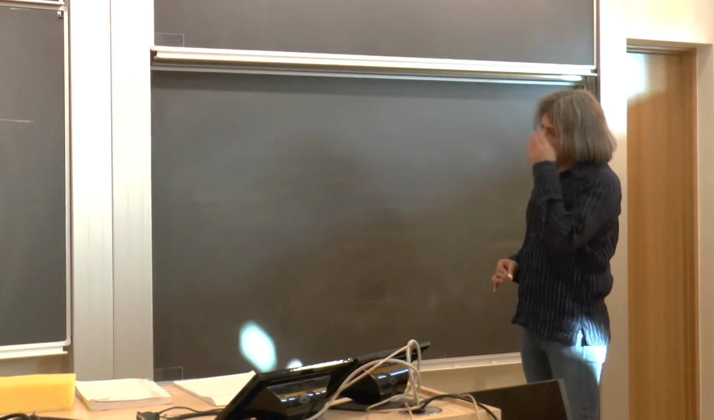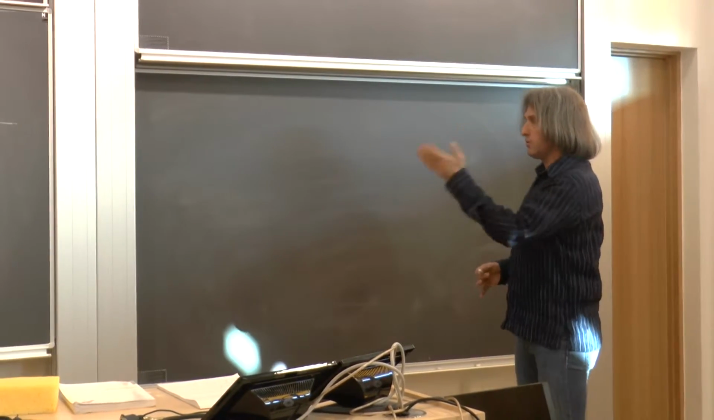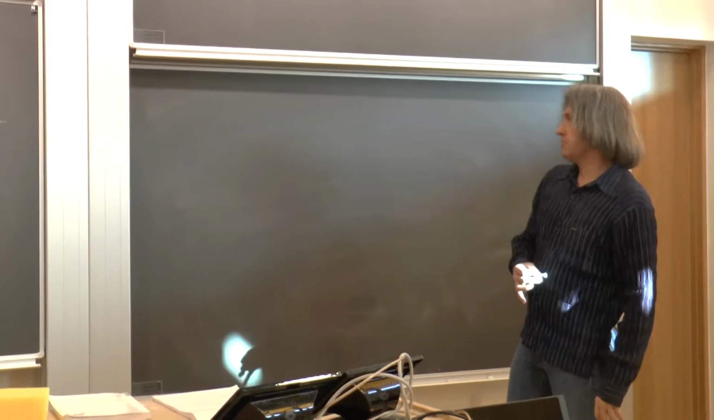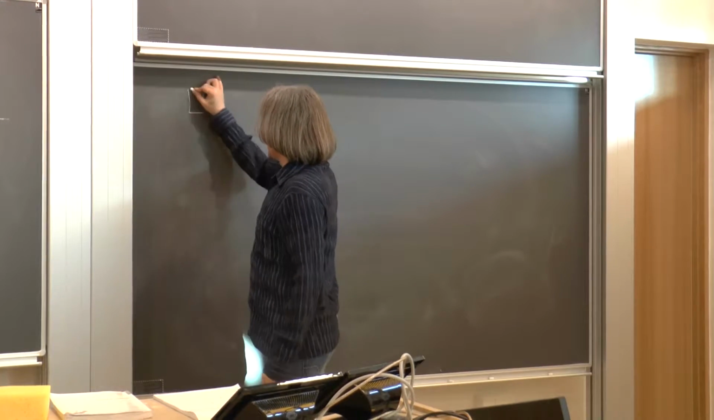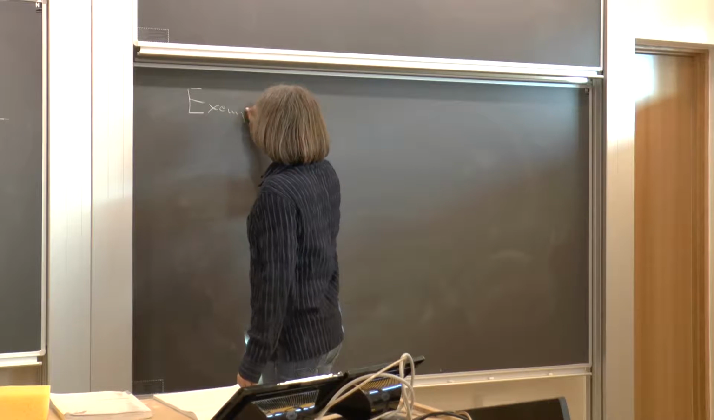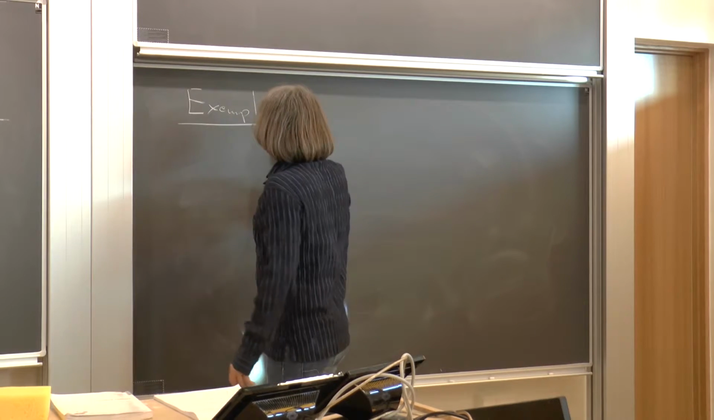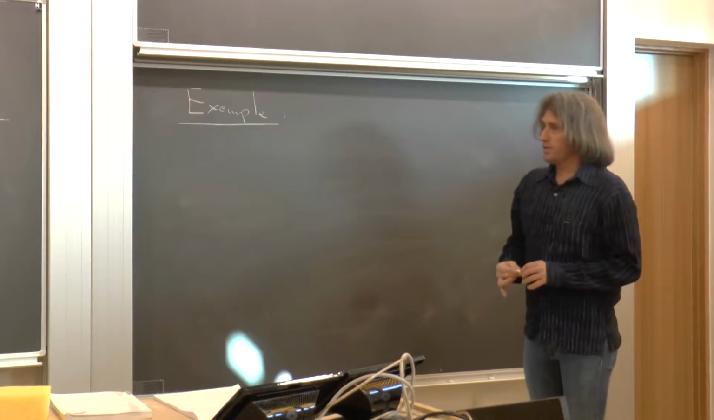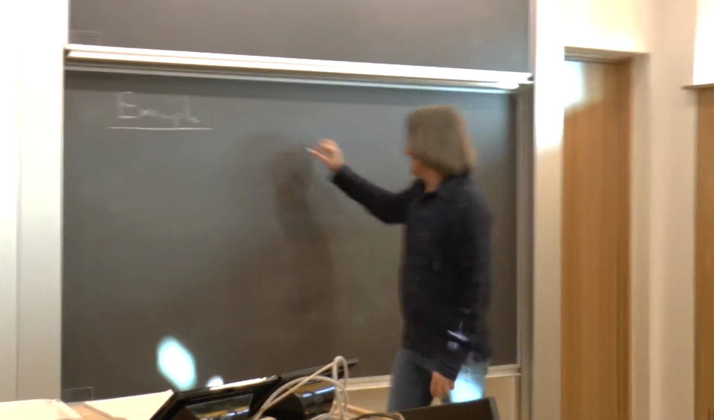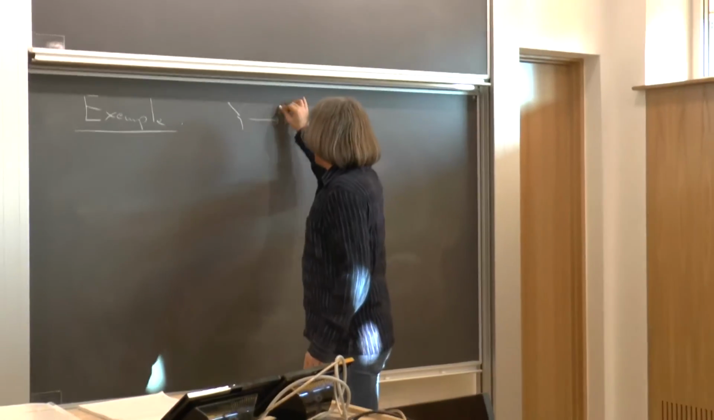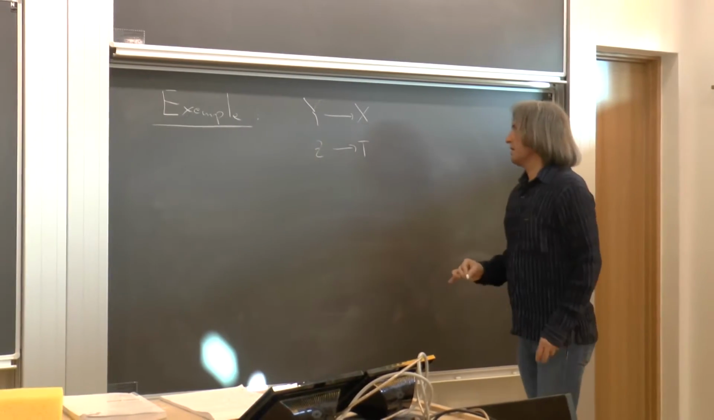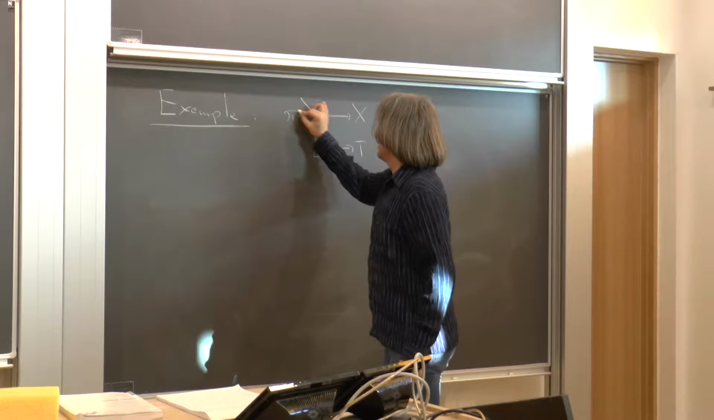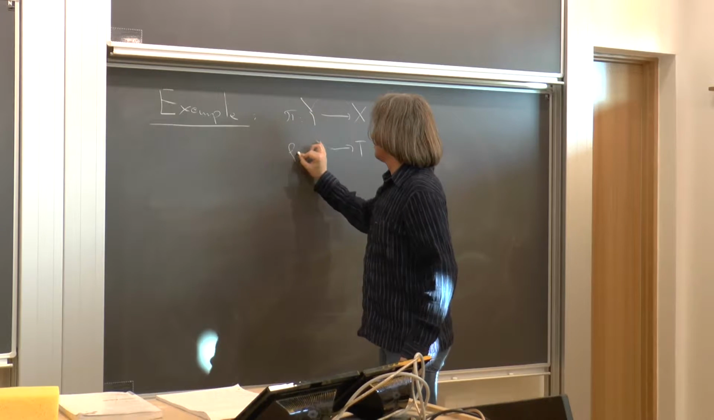Example, which is also extremely important for complex analysis. So, and it will be again about products. So there will be y to x and z to z. I don't know, y, rho.